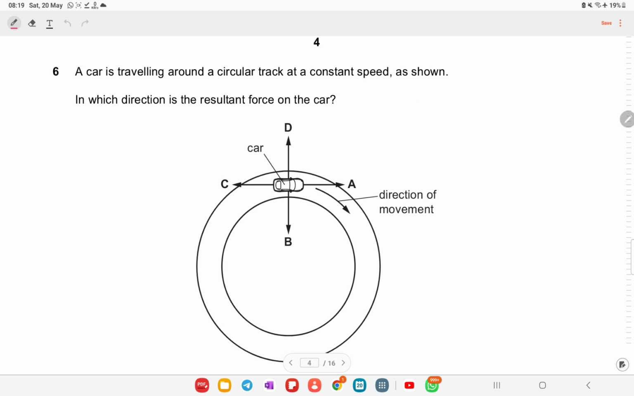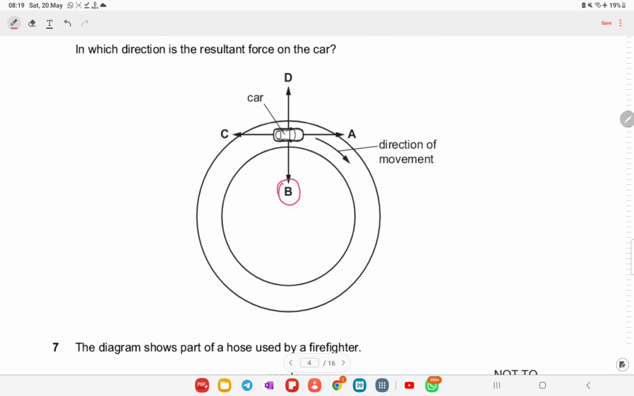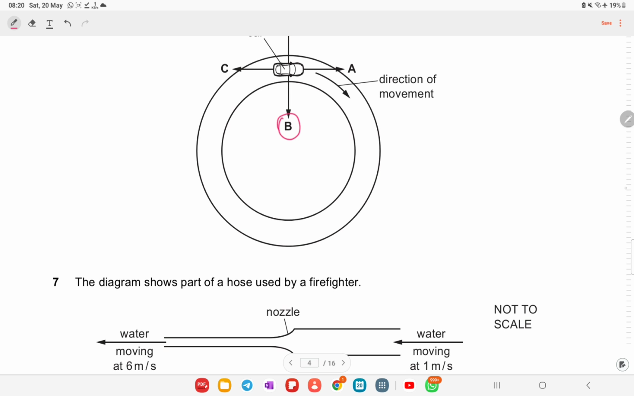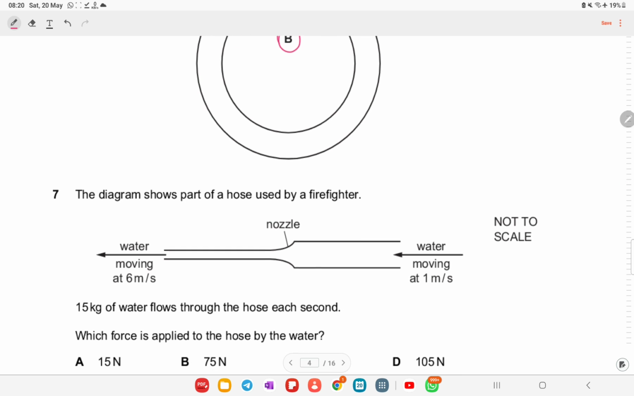A car is traveling around a circular track at a constant speed as shown. In which direction is the resultant force? So obviously just B, because the object is moving in a circular path. So the centripetal force is the resultant force, which is making the object move in a circular path, and that will be B.